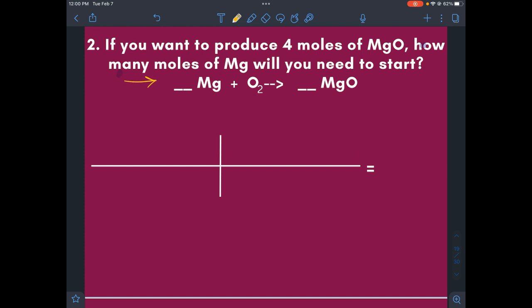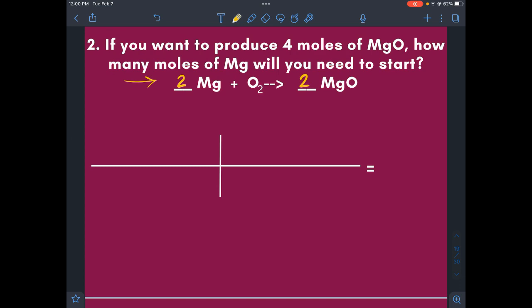Okay, so what I notice first is that my equation is not balanced. So I'm going to look at my Mg, it's 1 and 1, that's balanced. My oxygen is not balanced. I started with 2, but I only ended with 1. So I'm going to put a 2 in front of the MgO, but then I also will need a 2 in front of the Mg. So I have a balanced equation ready to go.